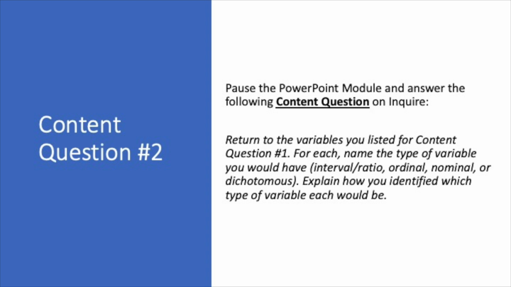Okay? And I know you don't have the questionnaire responses in front of you to do this. Perhaps you're still thinking about how you would ask a question on a questionnaire, how you would code it. But based on where you are right now in thinking about your proposed research, what types of variables do you think you're going to have for each of the variables you listed in content question number 1? All right, so you can pause here, answer this question, and then come back for the last couple of slides.